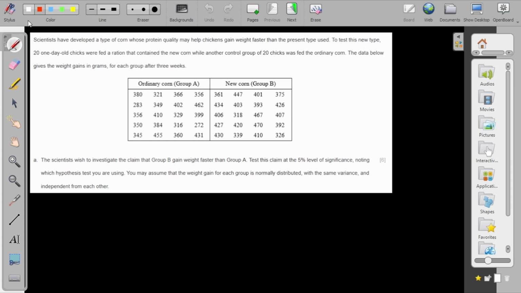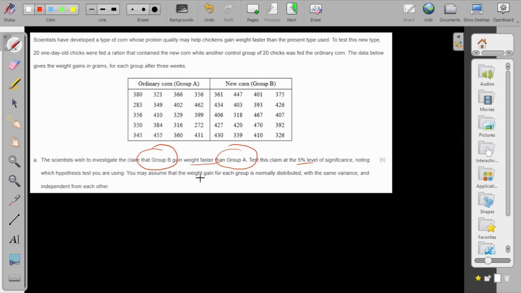To test this new type, 21-day-old chicks were fed the ration that contained the new corn, while the other control group, 20 chicks, were fed the ordinary. Data is given below in grams. Now, what the first question says. The scientists wish to investigate the claim that group B gain weight faster than group A. Test this claim at 5% level of significance, noting which hypothesis test you are using.